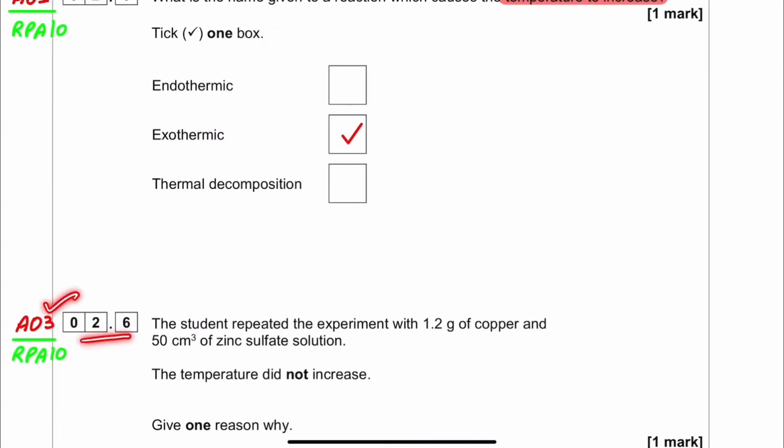2.6 is an AO3 question, and this question is from required practical activity number 10. The student repeated the experiment with 1.2 gram of copper and 50 cm cube of zinc sulfate solution. The temperature did not increase. Give one reason. I use the activity series table, which can help me elaborate my answer, and the student needs to give the reason why there is no change in temperature.